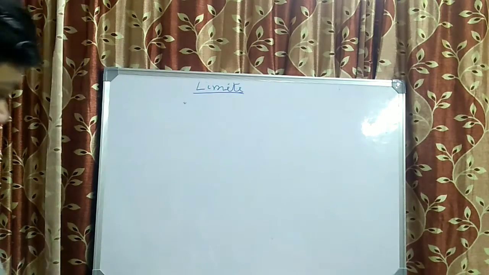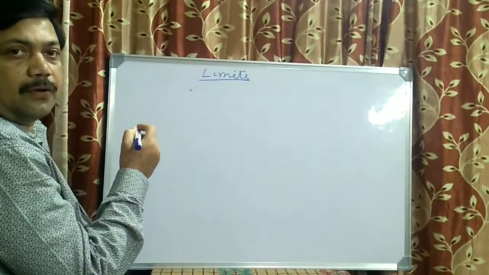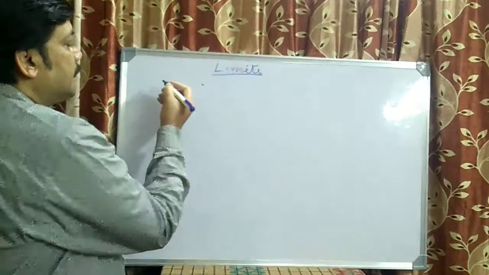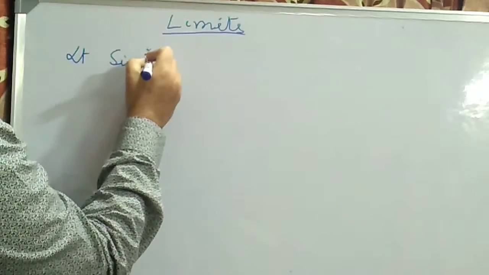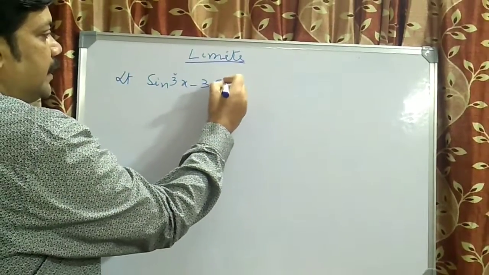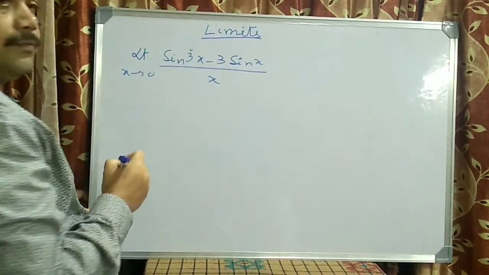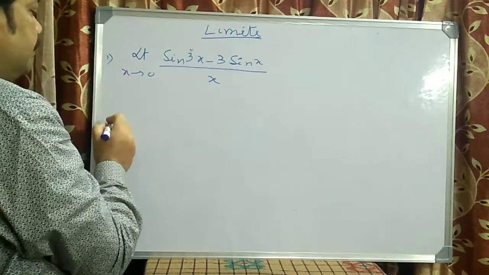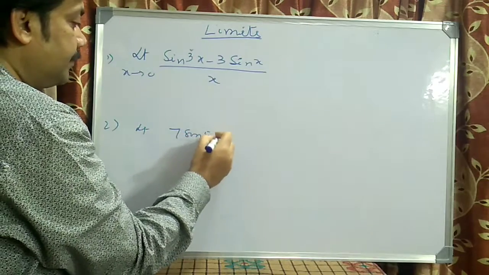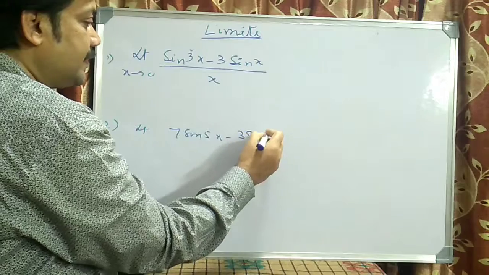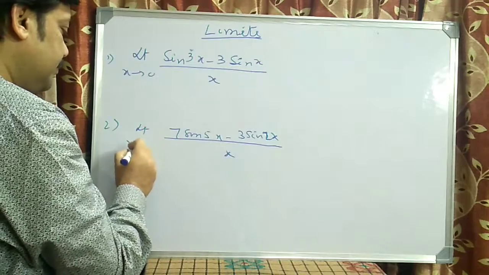So I once again repeat, reshuffle the topics, and then I go for the other contents. First of all, I have a question like this: limit of sin 3x minus 3 sin x by x as x tends to 0. Also, another problem I give you is limit of 7 sin 5x minus 3 sin 2x by x as x tends to 0.